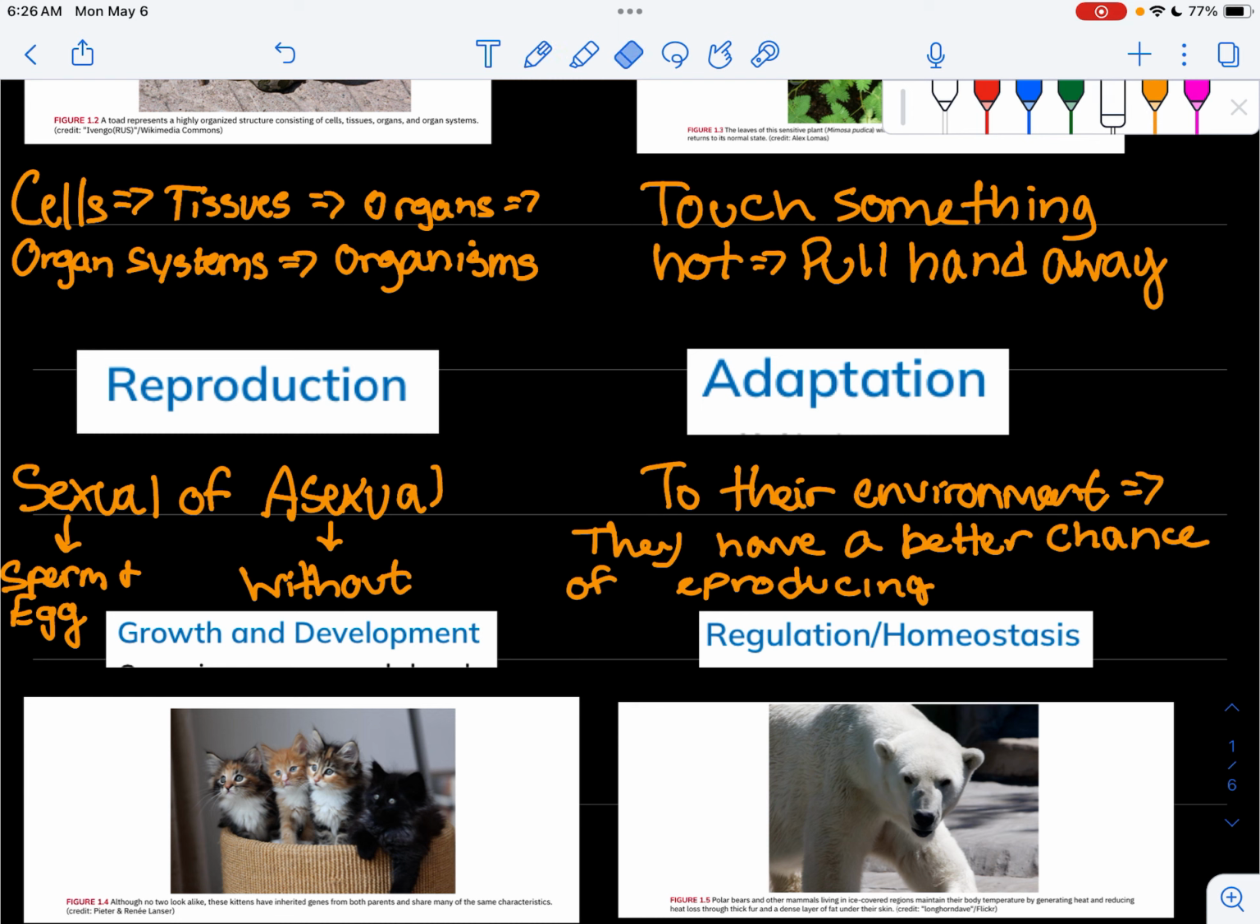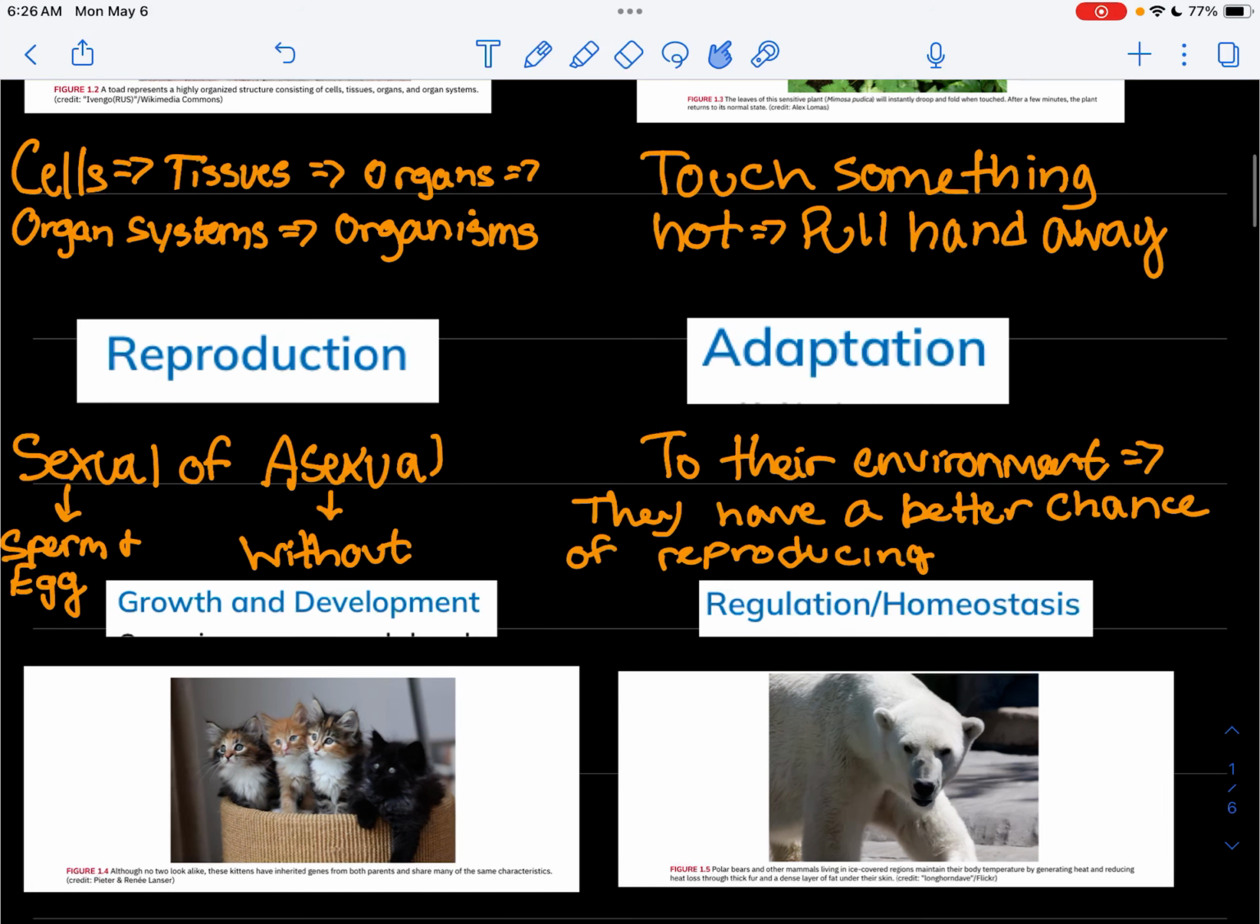Sorry, let me fix this to make it look more like an R. So you can see a polar bear in the next photo. We're not worried about what that photo says right now, but let's use that polar bear as an example of adaptation. Let's say that polar bear was brown.